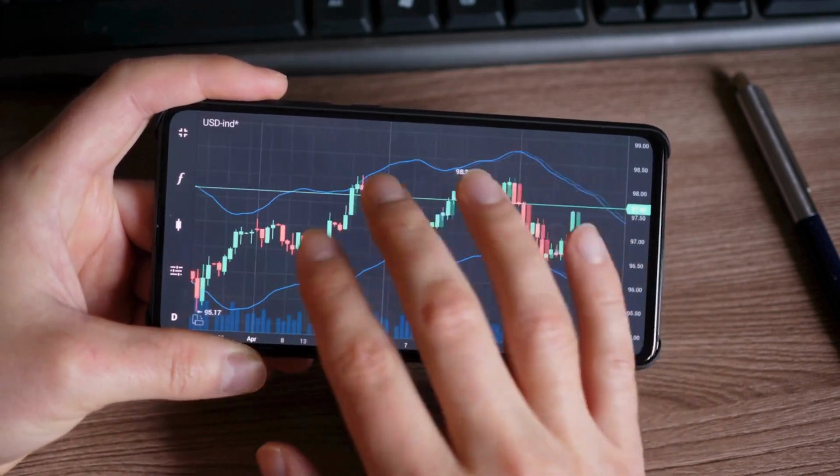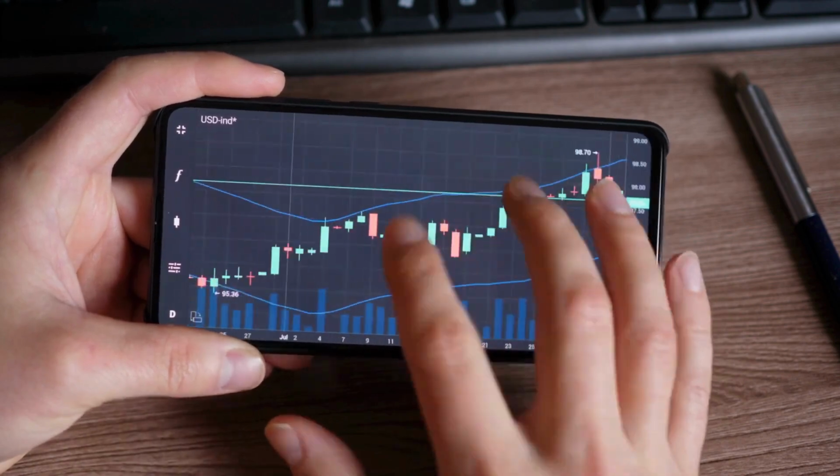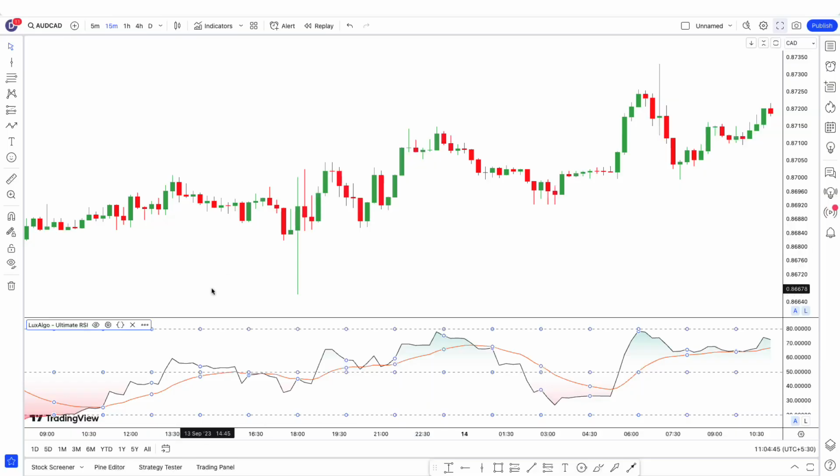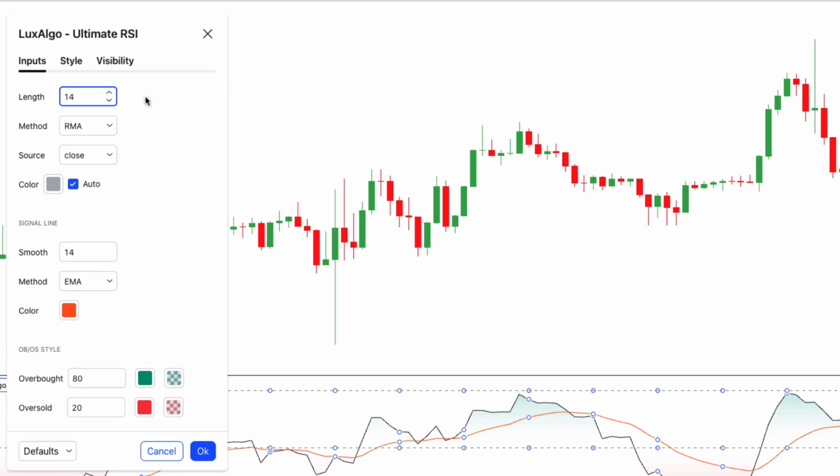Next, we're going to explore the settings of this indicator. Now let's dive deeper into the settings of this indicator. First, we have the length. This refers to the number of historical candles that factor into the Ultimate RSI calculation. For our strategy, we're going to retain the default value of 14.